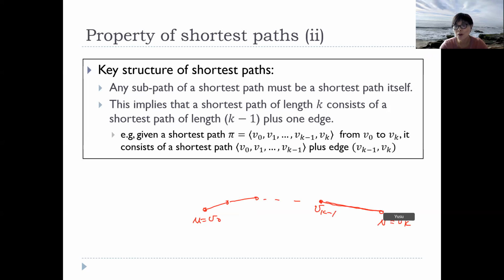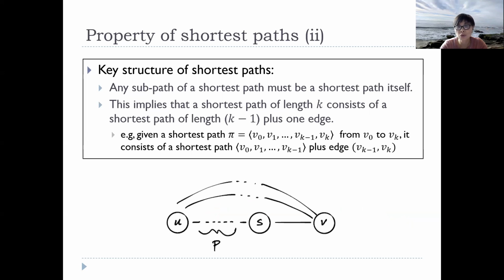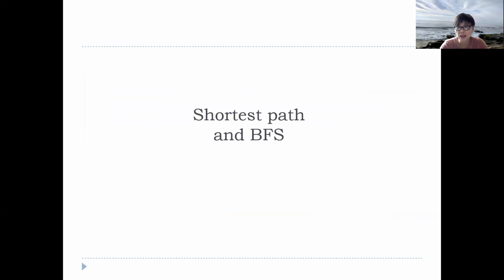So it's a very simple observation, but what it's saying is that to reach a node which is at distance k away from the source, you have to first reach a node which is at distance k minus 1 away from the source and then extend it by one extra edge. And this simple observation actually is behind the idea to compute the shortest path. So that's what we're going to talk about now. How do we have an algorithm to compute the shortest path?